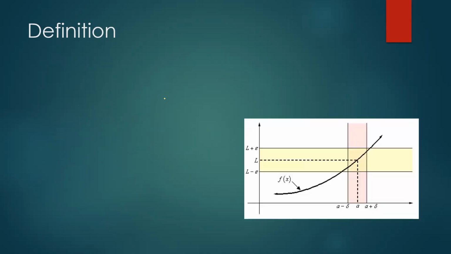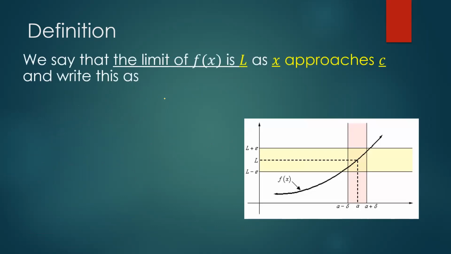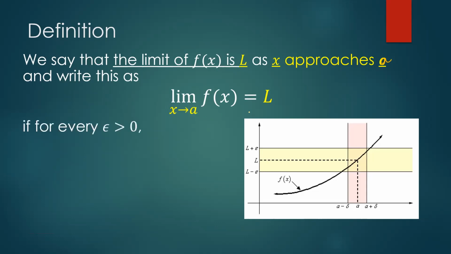Okay, so let's write the definition formally. We actually call this the epsilon-delta definition. We say that the limit of f of x is capital L as x approaches a. Again, let's correct this. Using this notation, the limit of f of x as x approaches a equals capital L if for every epsilon greater than 0, there exists a delta greater than 0. That's why this is called the epsilon-delta definition of the limit.